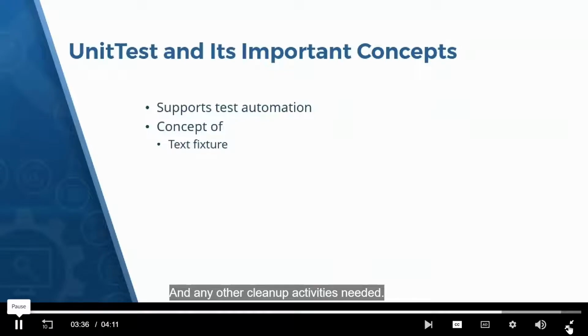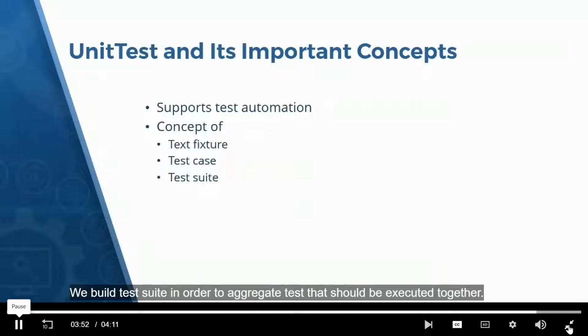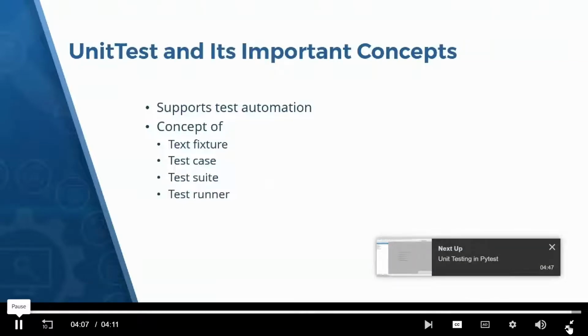other cleanup activities needed. Then you have the core, which is the test case, which is the smallest unit of testing. It will check for a specific response to a particular set of inputs. Third is the test suite, which is a collection of test cases. We build test suites in order to aggregate tests that should be executed together. And finally, test runner, which is a component that takes responsibility of orchestrating the execution of tests and provides the outcome to the user.